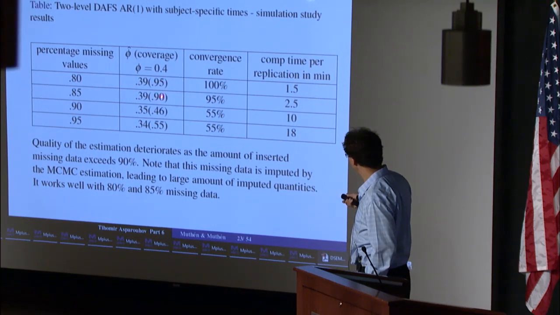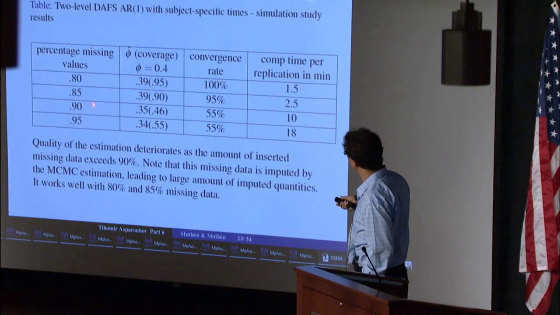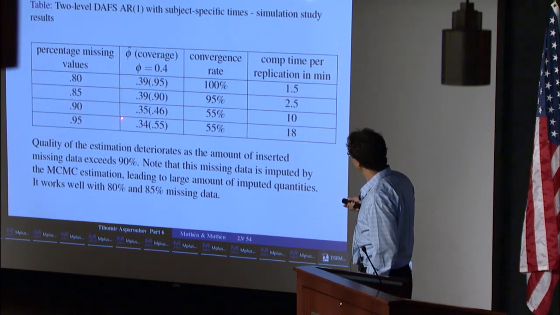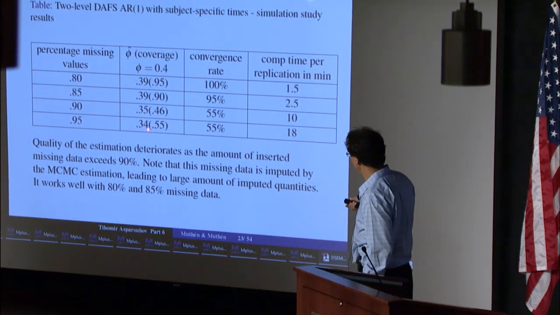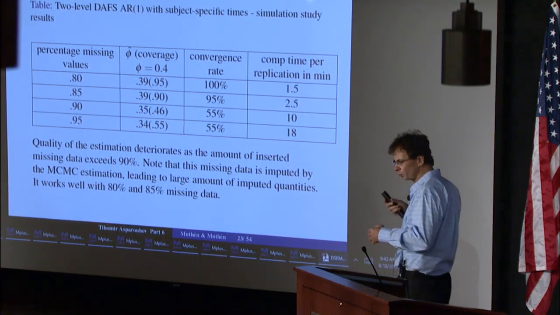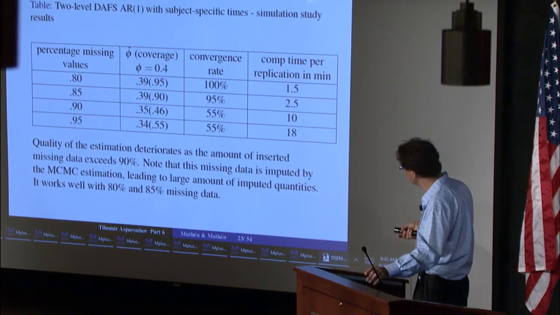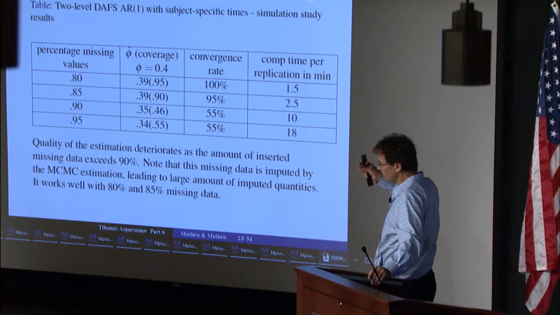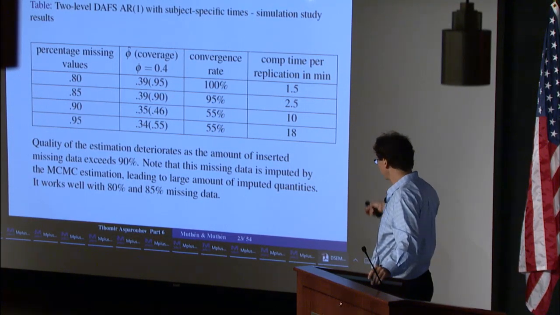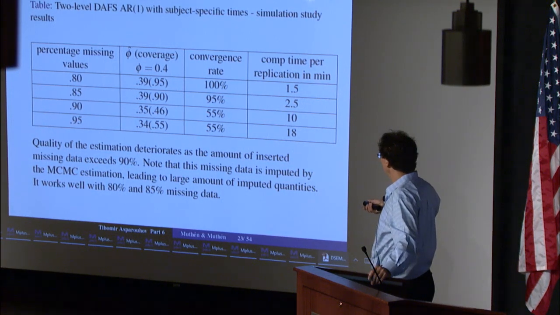the coverage is fairly good as well. As I increase the amount of missing data, the quality of the estimation becomes worse. Essentially what happens is that you need to run an extremely long MCMC chain because you have so many missing values that need to be imputed to get stable convergence that explores the entire space. You need an extremely long MCMC chain.